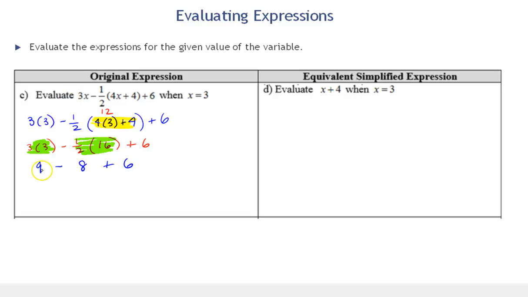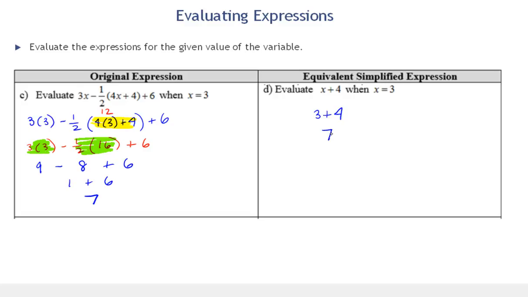Okay. And now we're left with subtraction and addition, so we can just work from left to right. 9 minus 8 is 1, and we'll write that 1 plus 6, and 1 plus 6 is 7. Okay. And after this video, I'm going to make a brief video showing you how to check these on your calculator. Okay. Now here, let's check the equivalent expression, x plus 4 when x equals 3. Replace x with 3, and 3 plus 4 is 7.